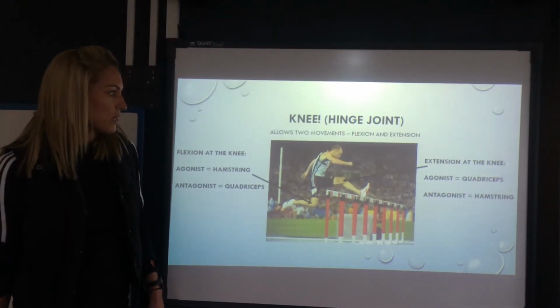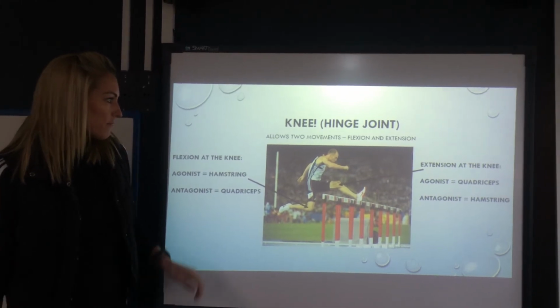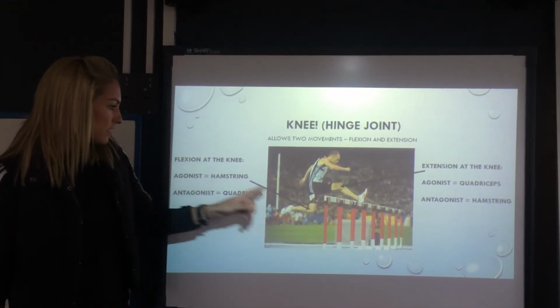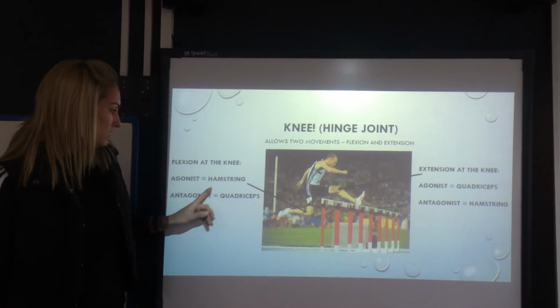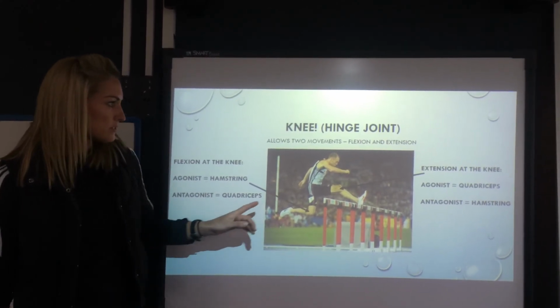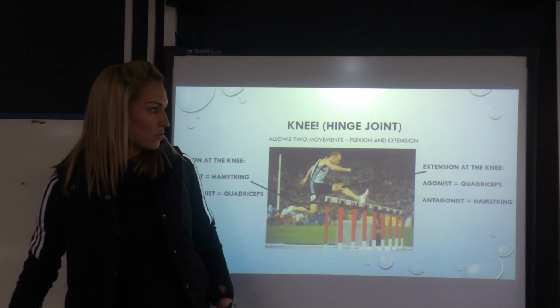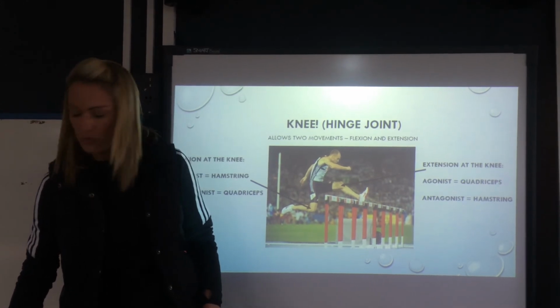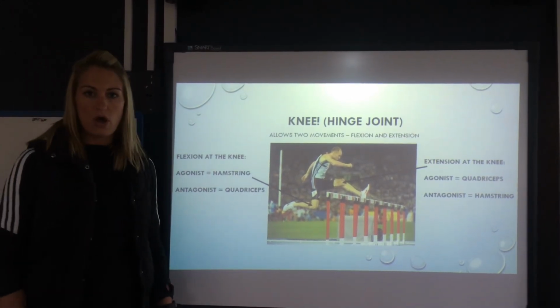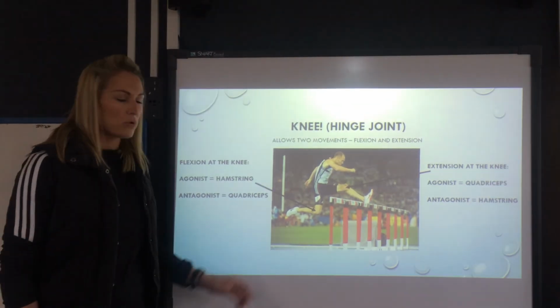Knee is a hinge joint, allows 2 movements, alright, flexion and extension. Flexion at the knee is here, agonist is the hamstring, antagonist is quadriceps. Extension at the knee is agonist, quadriceps, antagonist, the hamstrings. They're all examples of movements, alright, so use these sports in your paper.